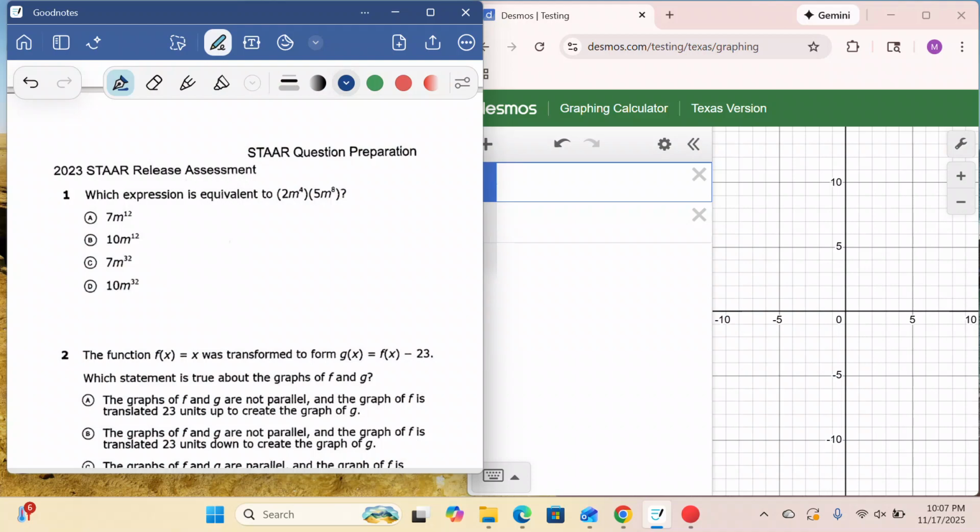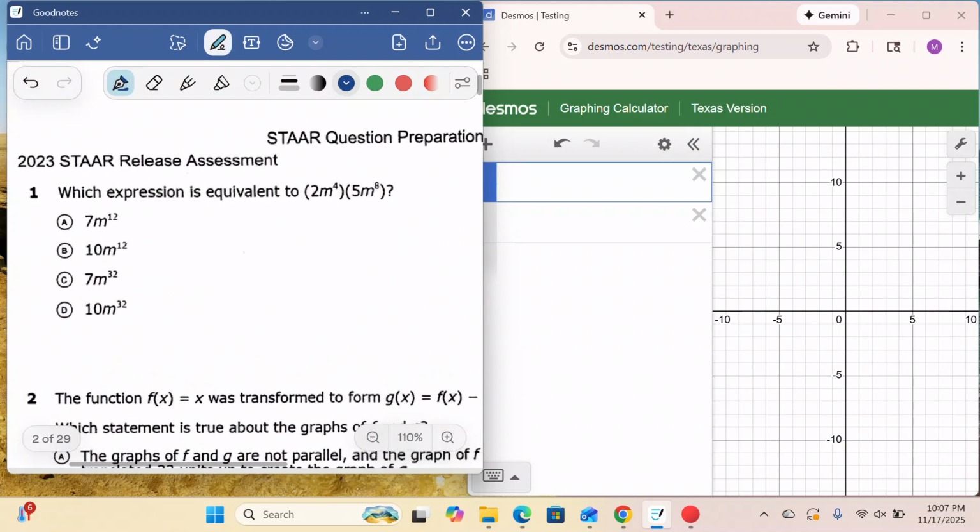So we're going to look at question number 1. Which expression is equivalent to 2m to the 4th times 5m to the 8th? So first of all, we're going to multiply here. We're going to look at the 2 and the 5, and of course, 2 times 5 is 10.